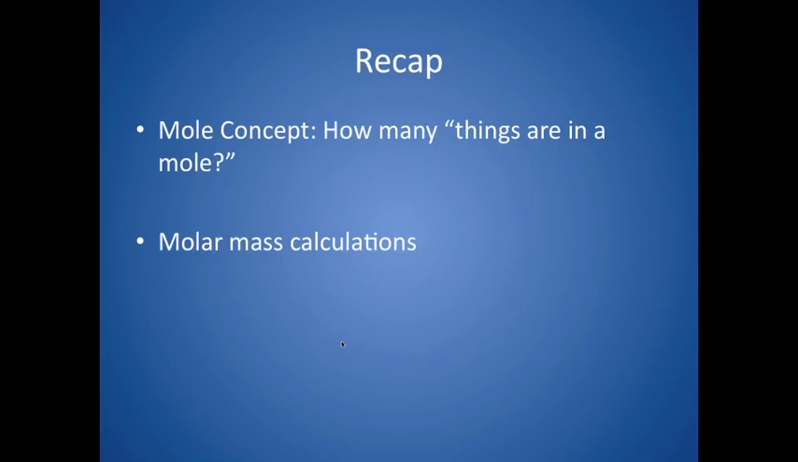So to recap here, what is the mole? It's a number of things. It asks how many things are in a mole. That's a big number, 6.02 times 10 to the 23rd. And then also, we looked at molar mass calculations, how to find the molar mass of a given substance, which again is the mass of 1 mole, the mass of 6.02 times 10 to the 23rd particles. So that's it for this mole concept. Pretty straightforward, I guess. We'll do practice in class and get to it. We'll be doing more conversions in the next lecture.